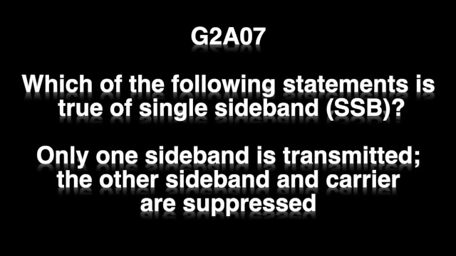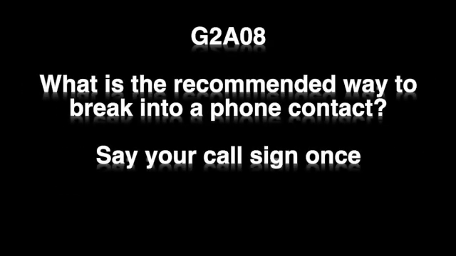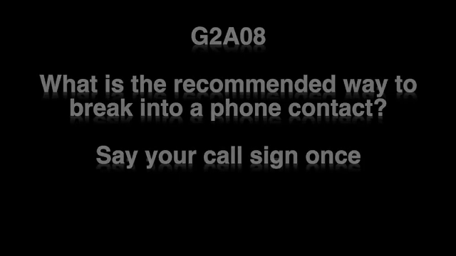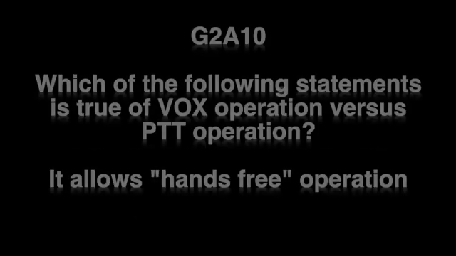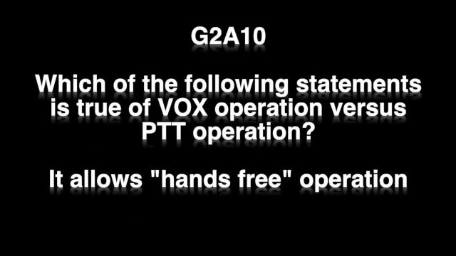G2A07. Which of the following statements is true of single sideband, SSB? Only one sideband is transmitted, the other sideband and carrier are suppressed. G2A08. What is the recommended way to break into a phone contact? Say your call sign once. G2A09. Why do most amateur stations use lower sideband on the 160, 75, and 40 meter bands? It is commonly accepted amateur practice. G2A10. Which of the following statements is true of VOX operation versus PTT operation? It allows hands-free operation.